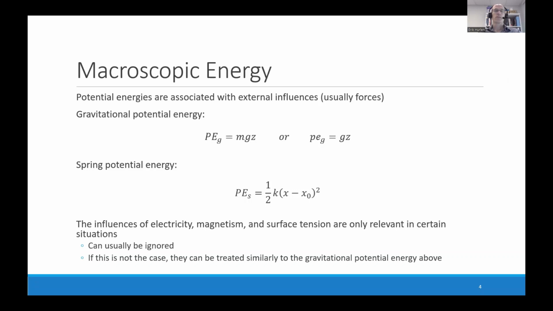The second common type of potential energy is spring potential energy. This is the energy stored in a spring that has been either compressed or extended. It is given by PE sub s and is equal to 1/2 k (x minus x0) squared. Here k is the spring constant and x0 is the relaxed length of the spring when it's not compressed or extended. Other forms of macroscopic energy, electric, etc., can also be treated as potential energies.